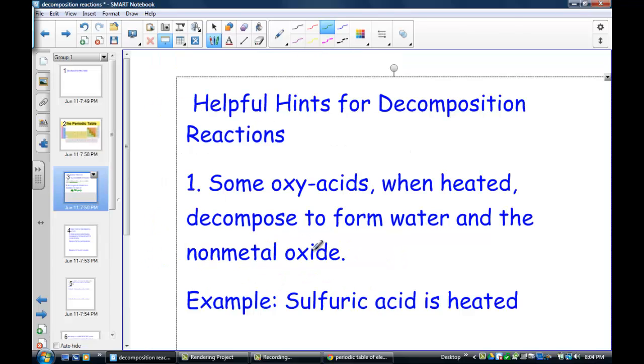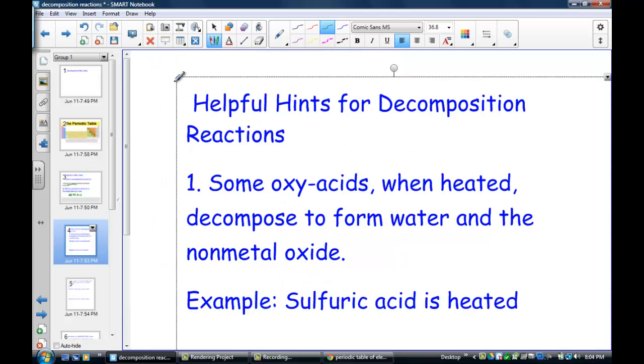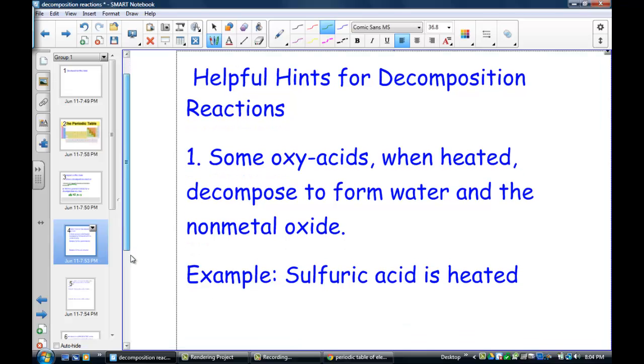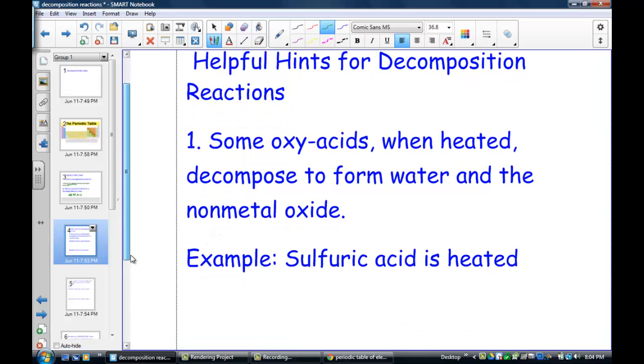Just as the combinations had helpful hints, our decompositions will have helpful hints as well. I'd like to go through those helpful hints one at a time and show examples, just as we did with our combinations. You'll notice that many of the decomp patterns are exactly the same but in the opposite direction as the combinations. In the combination, we talked about acids being built from nonmetal oxides. We'll look at our first helpful hint for the decomposition, the breaking down pattern.